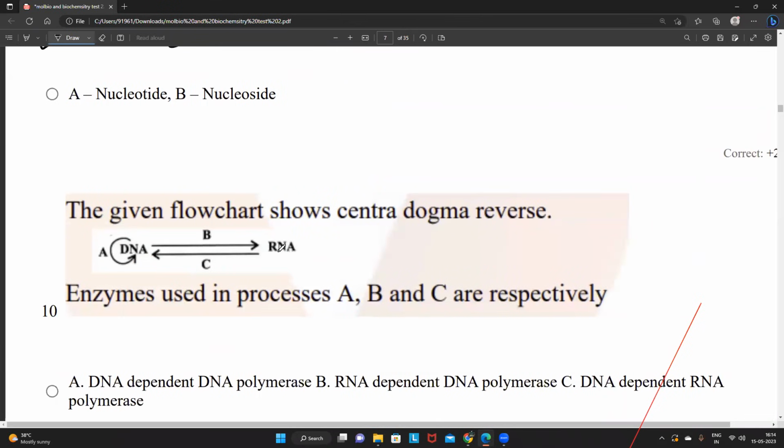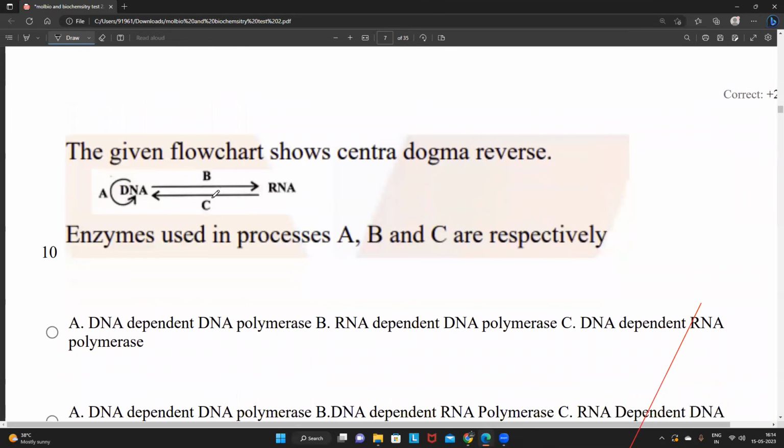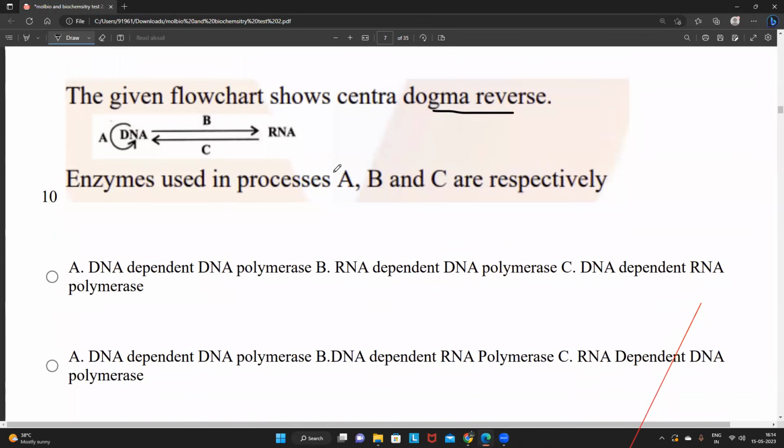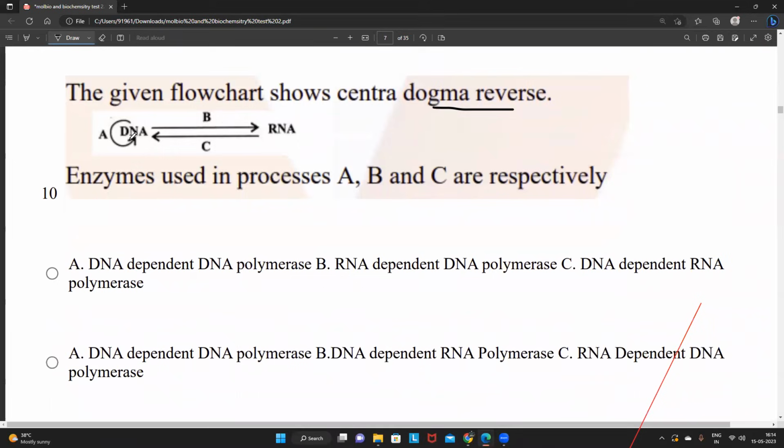Now, question number 10. Some people made a mistake in this also. I'm not understanding. Actually, 4 to 5 people have given this question wrong too. Think it correctly. The question says that the given flowchart shows the central dogma. They have given DNA, they have given RNA, and what is the question they asked? Last time also I explained this, in the last test also.